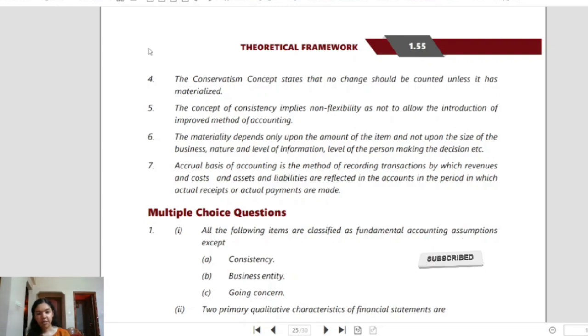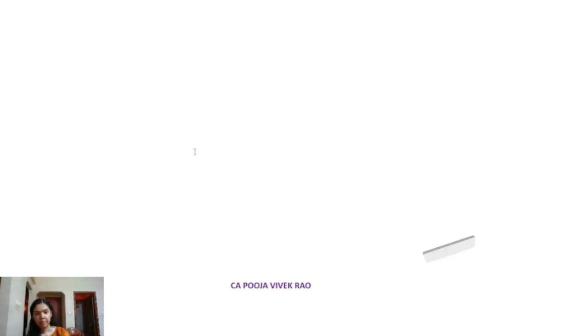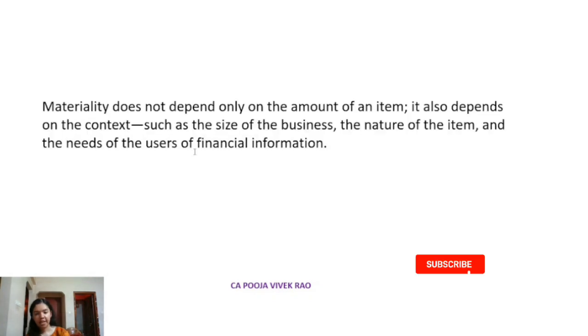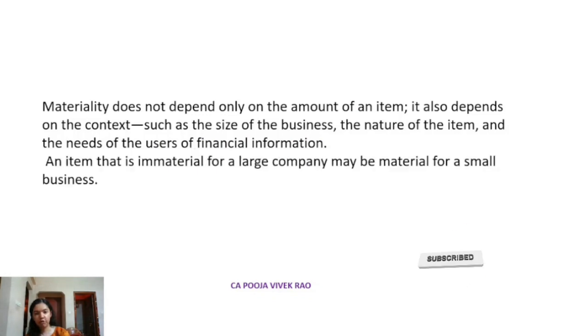Question number 6. Materiality depends upon the amount of the item and not upon the size of the business, nature and level of information, level of the person making decisions, etc. Materiality does not depend only on the amount of an item. It also depends on various contexts, such as the size of the business, nature of the item, and the needs of the users of financial information. An item that is immaterial for a large company may be material for a small business. Hence, the statement mentioned in the question is false.